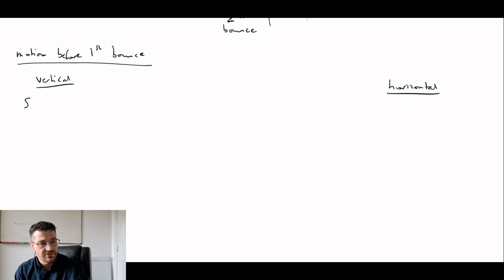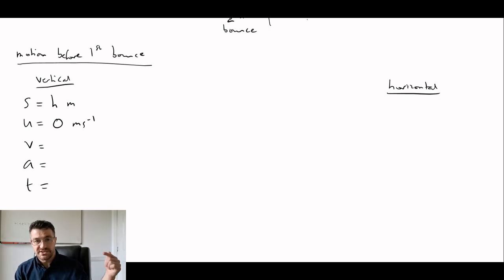SUVAT. We might not need all of these things, but I tend to write them out anyway, so then I can summarize all of the information that I have. So s is going to be h meters, and bearing in mind we're taking downwards as positive, h is going to be positive. u is equal to 0 meters per second, because remember that the ball, particle, whatever it is, is projected horizontally, right? So it's got a zero vertical component.